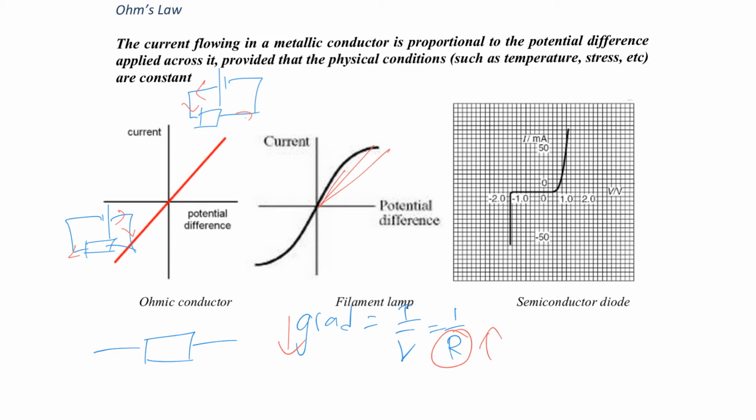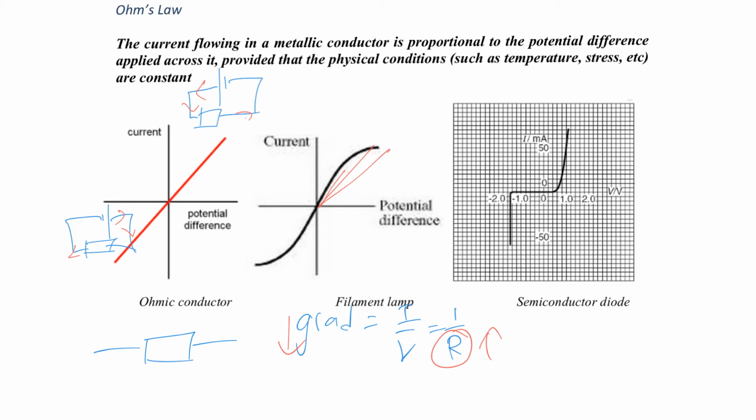Okay? And once again, you see a negative part here. So it basically means that I can reverse the polarity of my cell and the current would still flow, no problems, but just in the opposite direction. Okay? And lastly, for a semiconductor diode, you will have many different shapes.